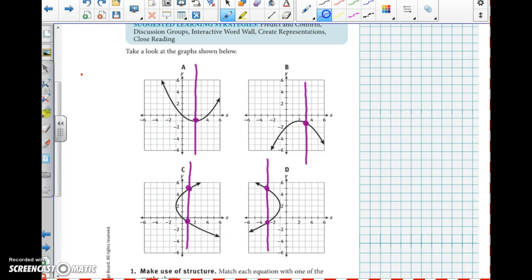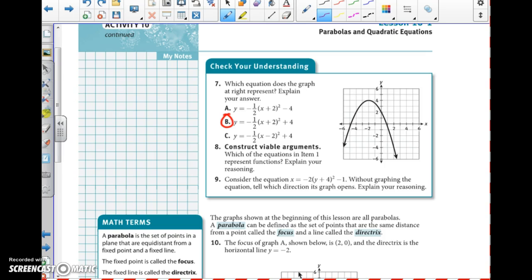Okay, number 9, consider the equation x equals -2 times the quantity y plus 4 squared, minus 1. Without graphing the equation, tell which direction its graph opens. Don't say it out loud. Just think to yourself: is it up, down, left, or right? Which way would number 9 open? Okay, everybody got an answer?